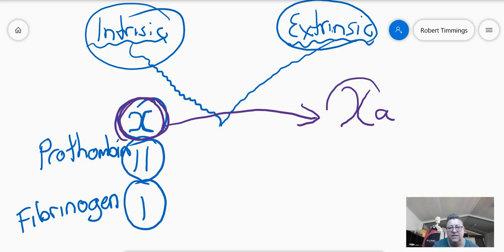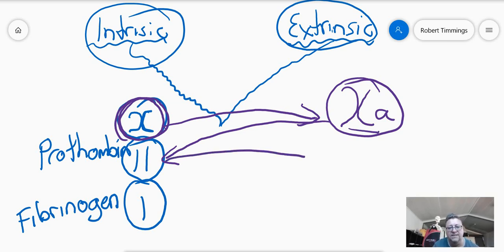Now, once 10 has become activated, it activates prothrombin. Now, prothrombin, when it wakes up, it's woken up by factor 10A here. When prothrombin wakes up, it converts into, as you would probably have guessed, factor 2A activated, and this is called thrombin.